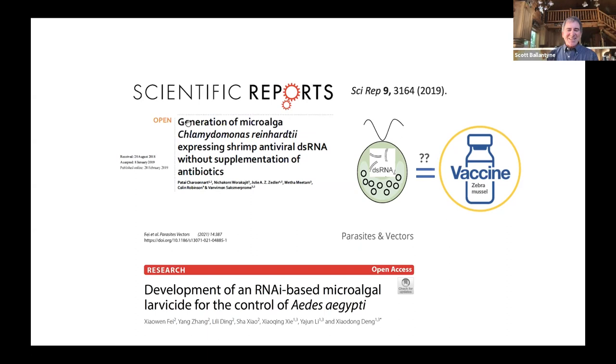Anyways, the second paper looked at another gene. They engineered algae to target a mosquito gene, a gene that mosquitoes need to develop. And they were able to show, again in a contained, controlled setting, that if they put that algae into tanks of water and then put mosquitoes in with them, they really reduced reproduction of the mosquitoes. Their angle is that they're trying to reduce mosquito-borne diseases like malaria.